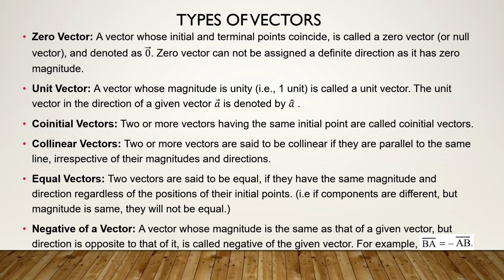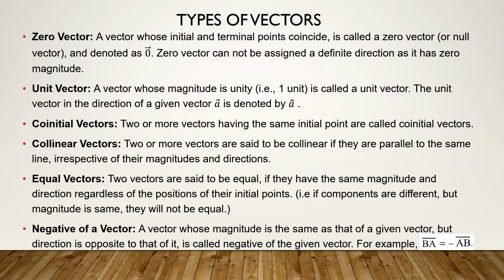Now some types of vectors. Zero vector: a vector whose initial and terminal points coincide, means they are the same points, is called a zero vector. Obviously it will have zero magnitude. Unit vector: a vector whose magnitude is 1 unit is called a unit vector. The unit vector in the direction of a given vector A is denoted by A cap.